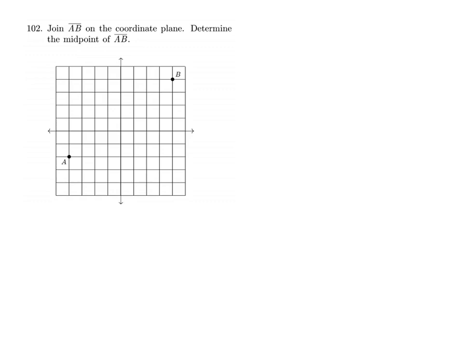All right, join AB on the coordinate plane, determine the midpoint of AB. Okay, let's see here. All right, there's my midpoint. If you're given a grid, it's pretty easy to tell where the midpoint is. So let's see the slope. Down 3, left 4. Down 3, left 4. Yep, that takes you to the midpoint. So your midpoint is going to be 0, 1.